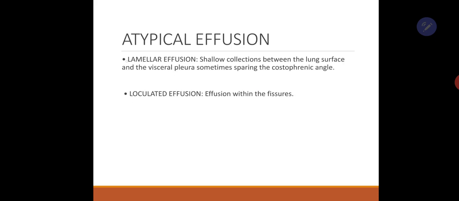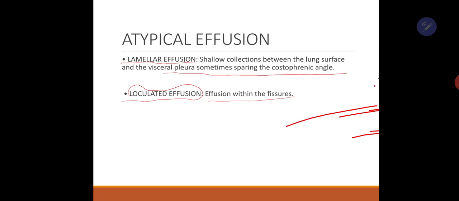Atypical effusions, just keep in mind lamellar and loculated effusion. Lamellar effusion is a shallow collection between the lung surface and the visceral pleura, sometimes sparing the costophrenic angle. And loculated effusion is within the fissures. So, let's move on to the next. I hope it is clear.